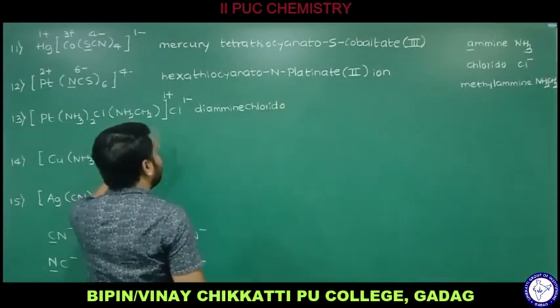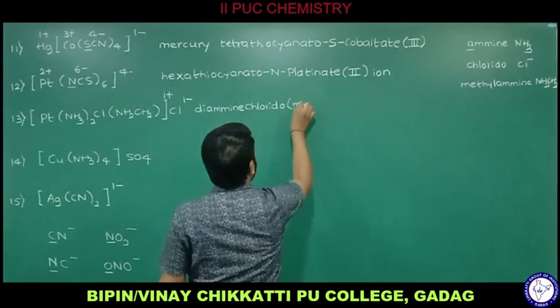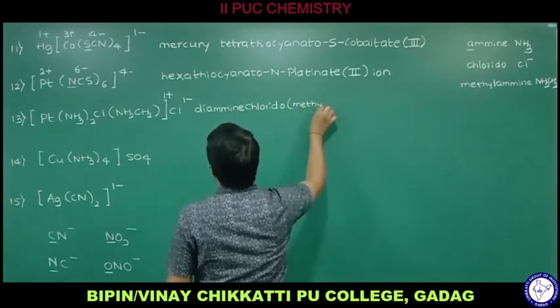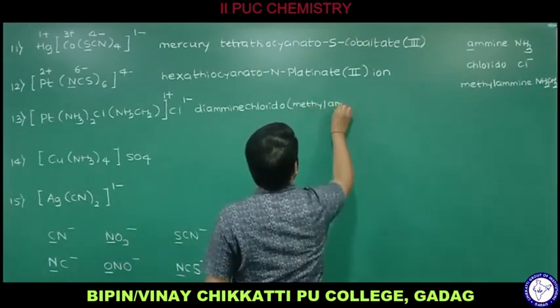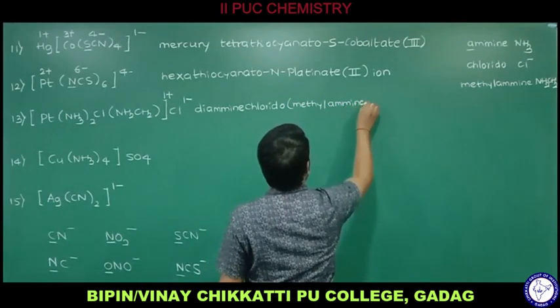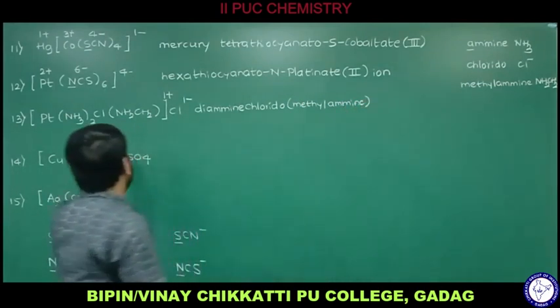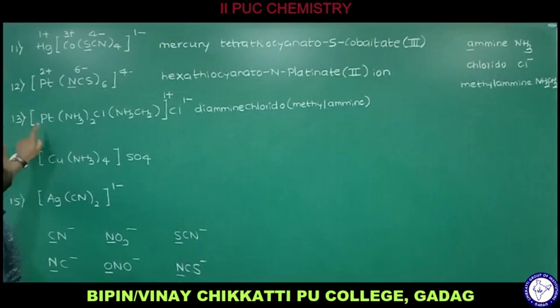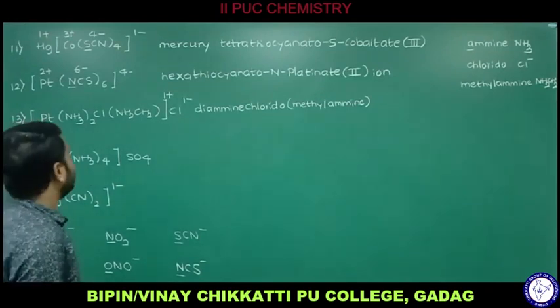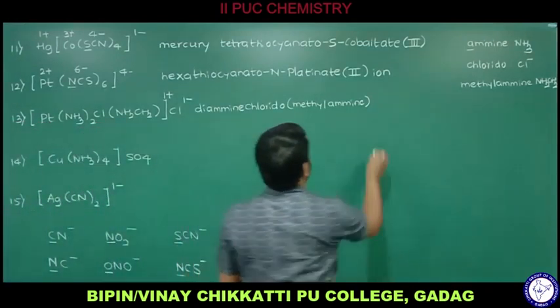Next we have methyl amine. So let me write methyl amine. Only 1 we have, methyl amine in a bracket to differentiate it. And next we have Pt, that is platinum. So now let me write here, that will be platinum.